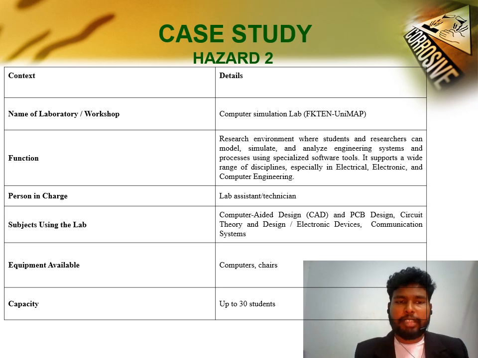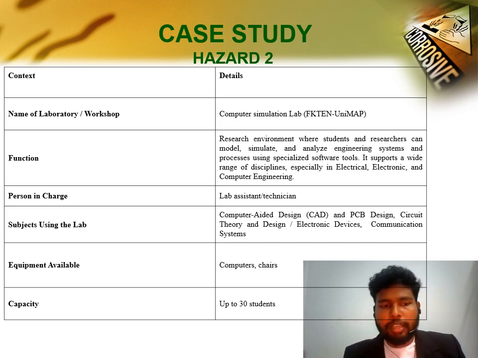Next is the Computer Simulation Lab in the FKTEN faculty. This is a place where they learn electronic engineering simulations as well as computer engineering, followed by the person in charge, a lab assistant or technician. The subjects used here are AutoCAD, PCB design, computer aided design, and so on. It's up to 30 students.